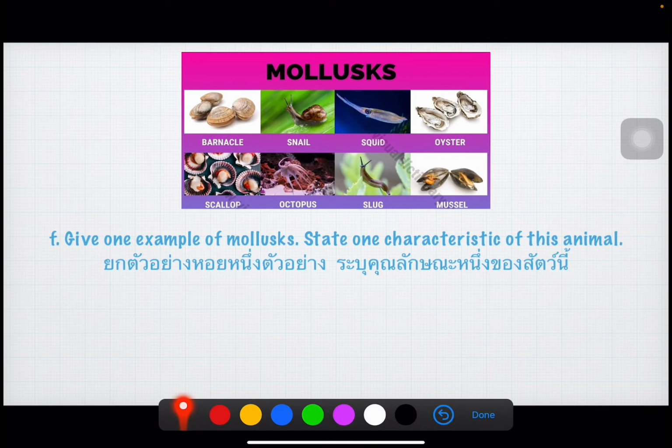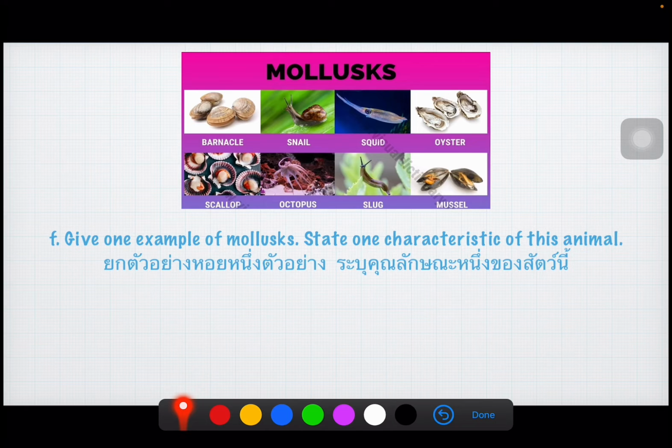Next, give one example of a mollusk. State one characteristic of this animal. So in the picture above, as you can see, these are examples of mollusks. Mollusks are, for example, barnacle, snail, squid, oyster, scallop, octopus, slug, and mussel. These are examples of mollusks.